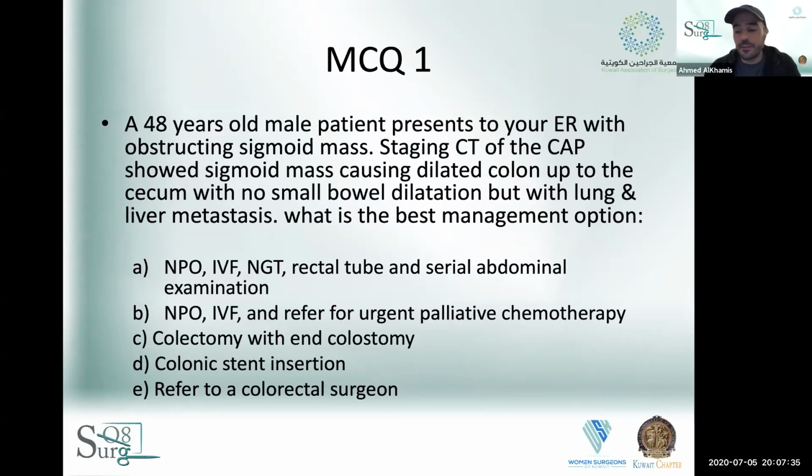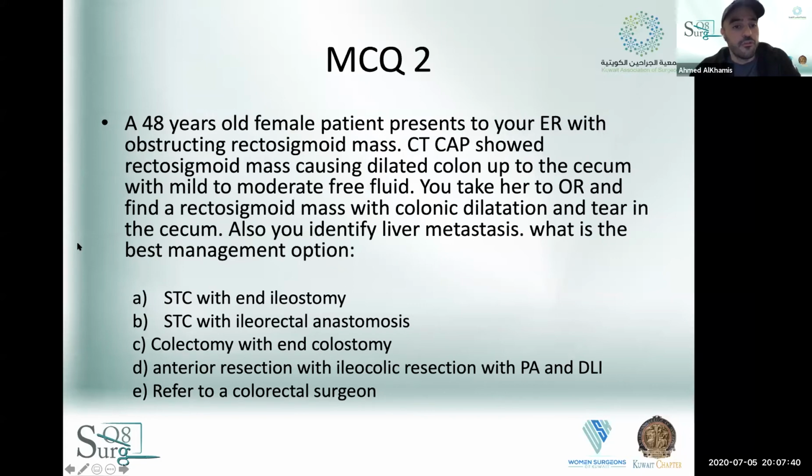So that's question 1. Do I go to question 2 now? A 48 year old female patient presents to the emergency department with an obstructing rectosigmoid mass. Again, the same thing. CT this time showed a rectosigmoid mass causing dilatation of the colon up to the cecum with mild to moderate free fluid. You go to the OR, you make a decision already, and you notice that there is a rectosigmoid mass with colonic dilatation and there is a tear in the cecum. And also you identify some liver mets. What's the best management option?